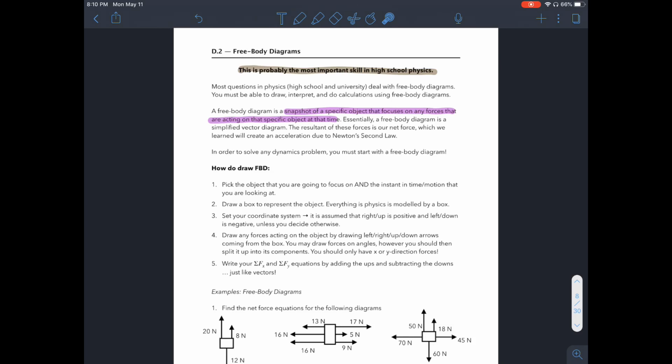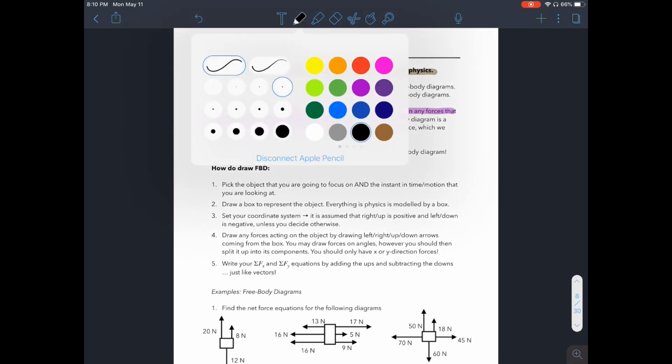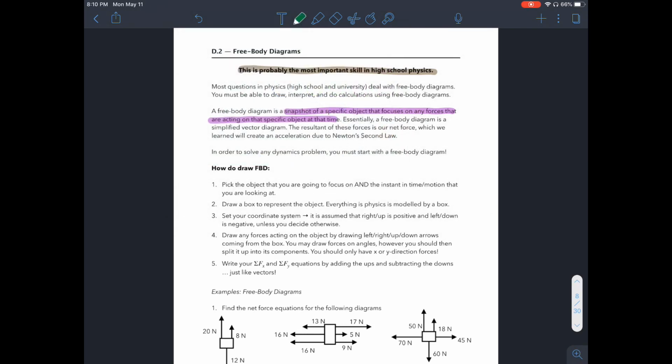So if we want to know what the net force acting on an object is, we need to draw a free body diagram to figure out what all the forces acting are and in what direction. Now, students seem to think that they can solve dynamics problems without drawing a free body diagram. You're wrong, okay? Straight up, you are wrong. You need to start with a free body diagram in order to solve any type of dynamics problem, okay? So this lesson is all about how you draw free body diagrams.